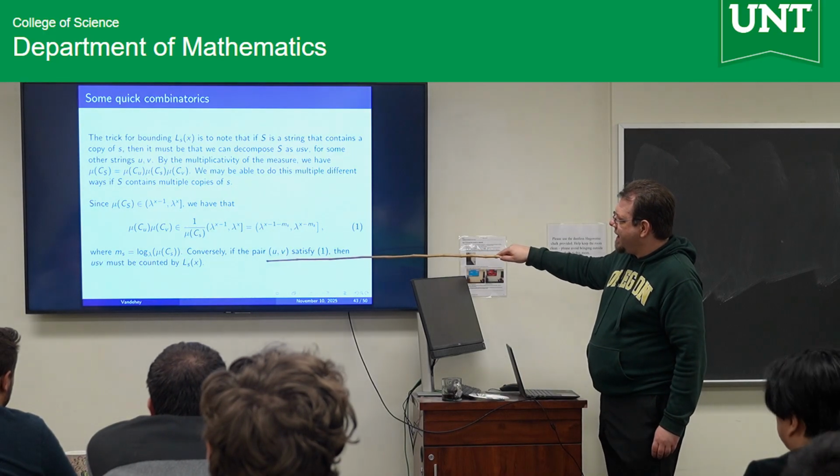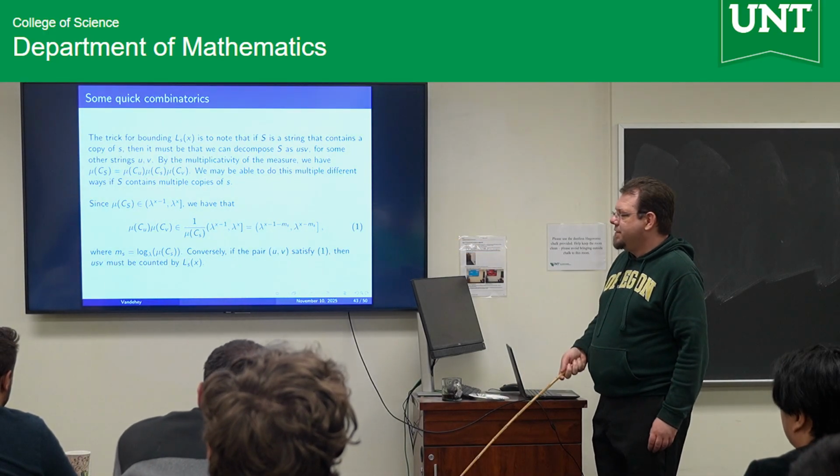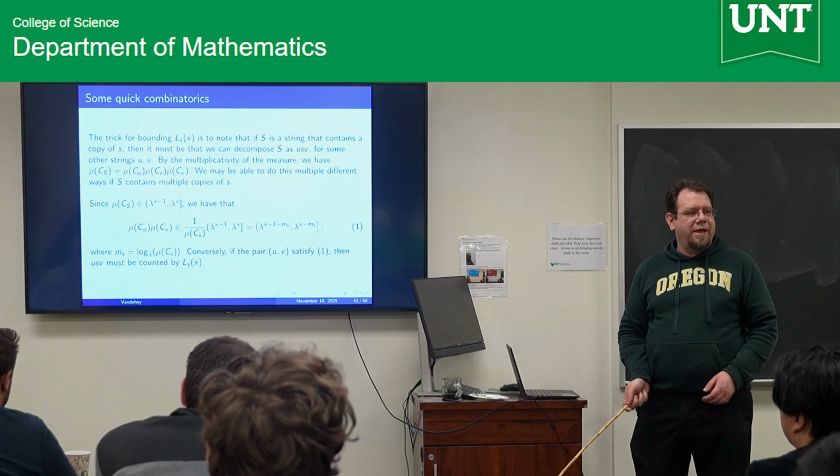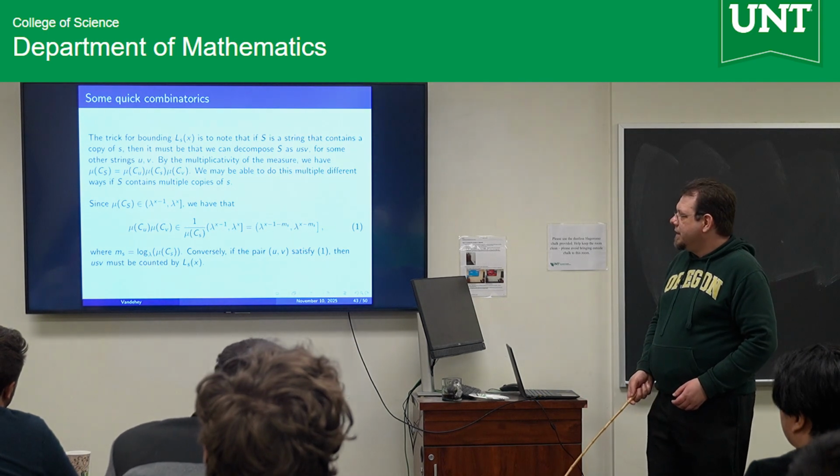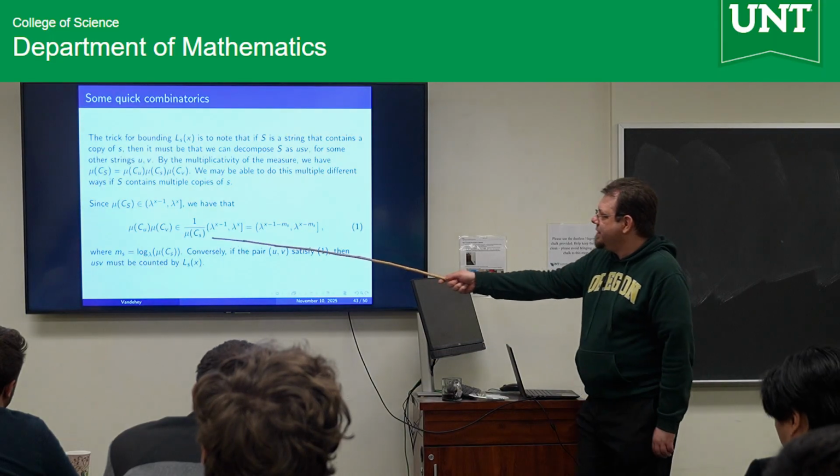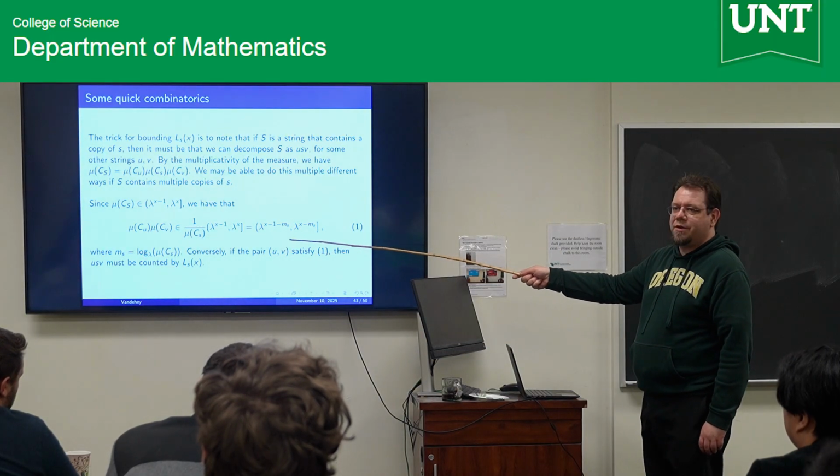And conversely, if I have a pair u and v that satisfy this thing, then it turns out usv must be counted by my L sub s of x. So all I have to do now is count how many u's and how many v's together have that happen.